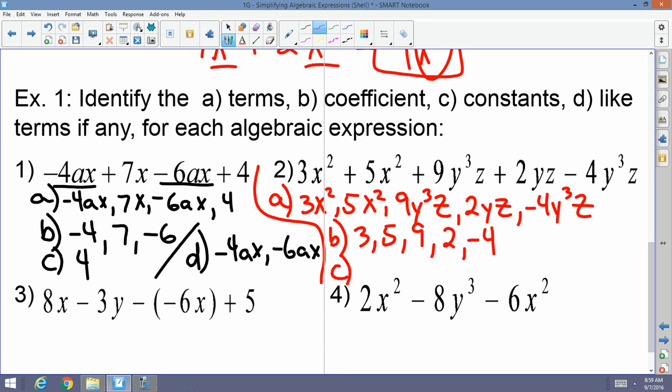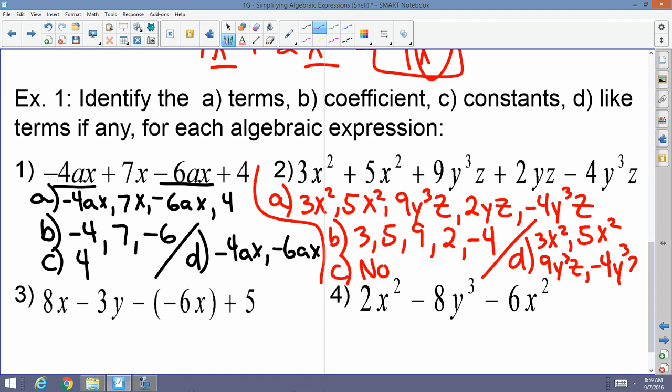C, the constants. Well, there are no constants. There are no terms here without a variable. There are no terms here with just numbers. And D, the like terms. You've got 3x squared and 5x squared. That's one set of like terms. And then I have 9y cubed z and negative 4y cubed z. The 2yz is not a like term to any other terms here because it does have the y and the z, but it does not have y cubed, so that is why it is not included as a like term.